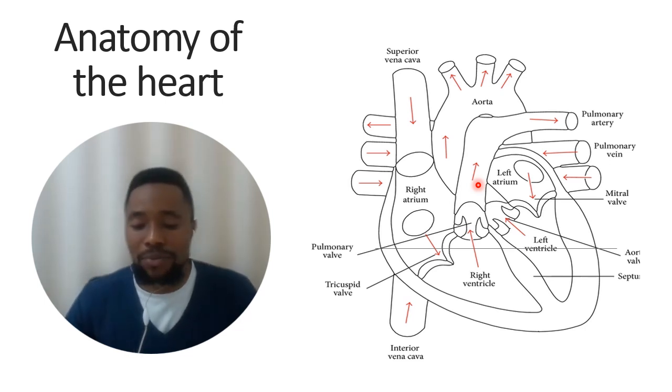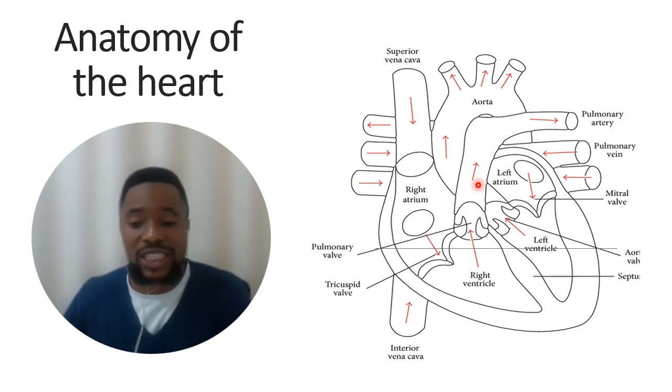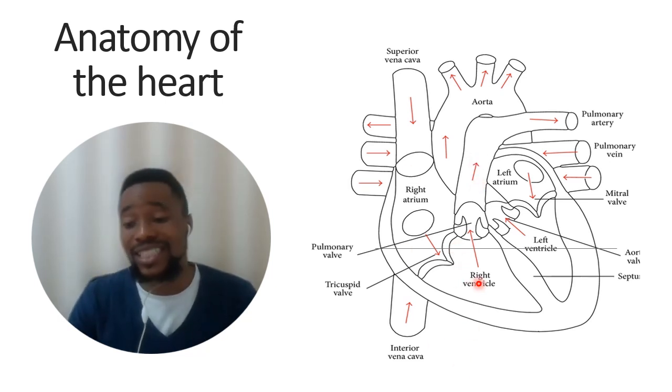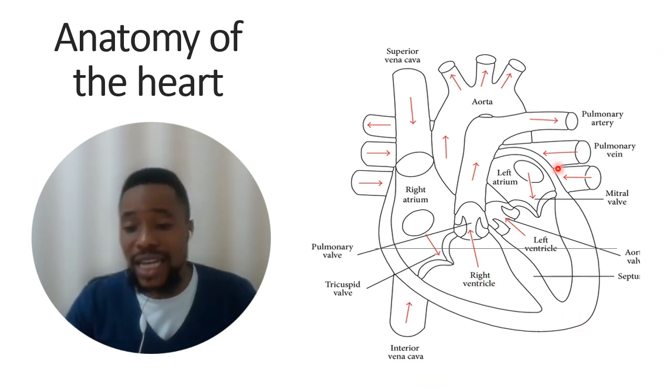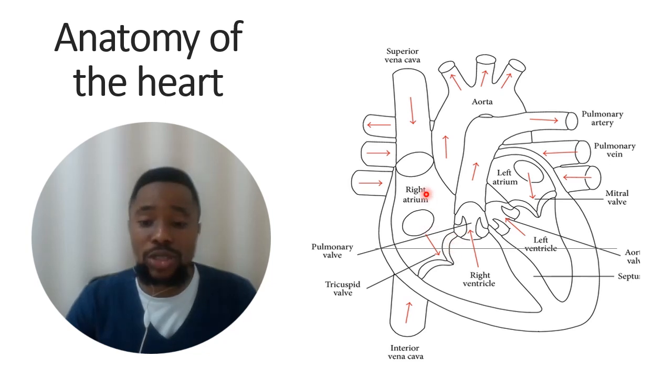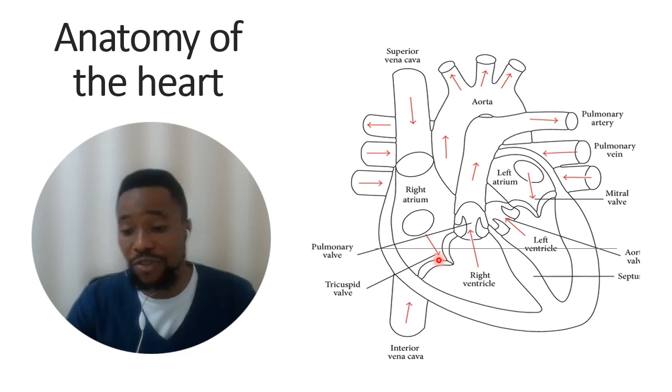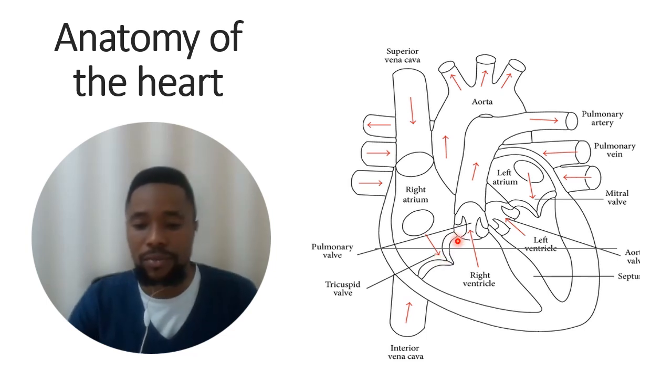Because the left side has what we call oxygenated blood, while the right side here has deoxygenated blood. In between the left atrium and left ventricle, we have what we call the mitral valve, with two leaflets, the anterior and the posterior. In between the right atrium and the right ventricle right here, you have what we call the tricuspid valve, three leaflets. As I said earlier, you have deoxygenated blood in the right side.